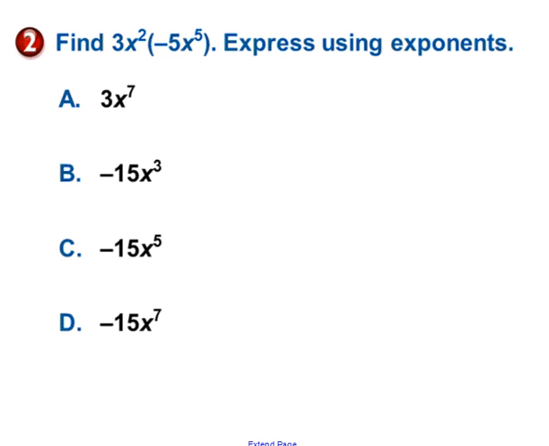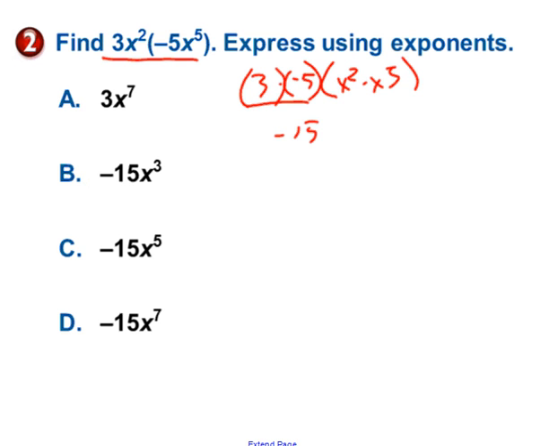3x squared times a negative 5x to the 5th. Again, I'm going to regroup it. I'm going to say 3 times a negative 5 times x squared times x to the 5th. All right, so 3 times negative 5 is a negative 15. x squared times x to the 5th is x to the 7th. So a negative 15x to the 7th is letter D.